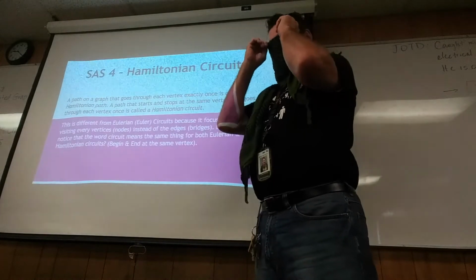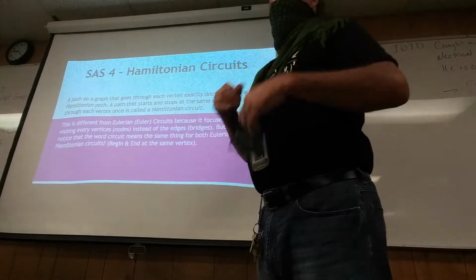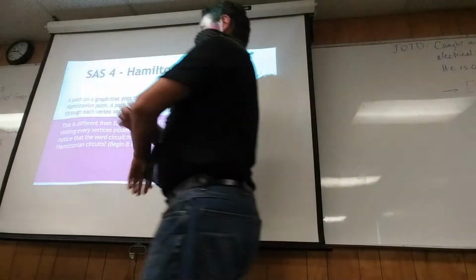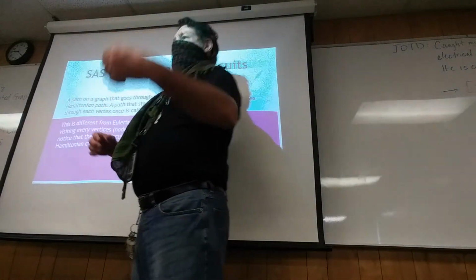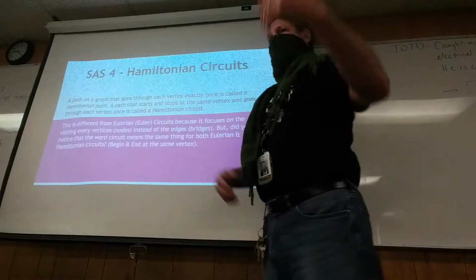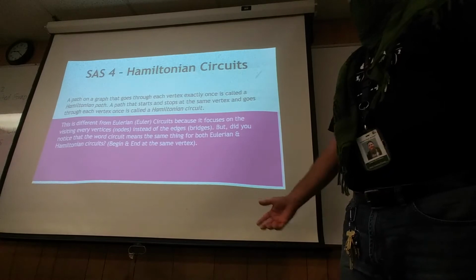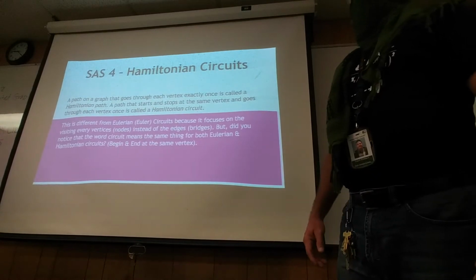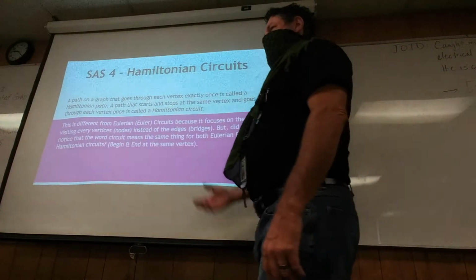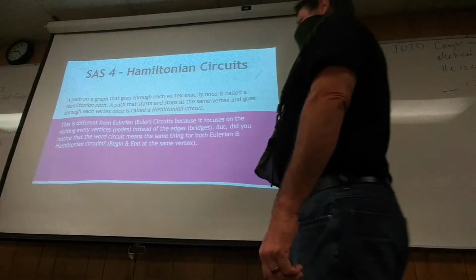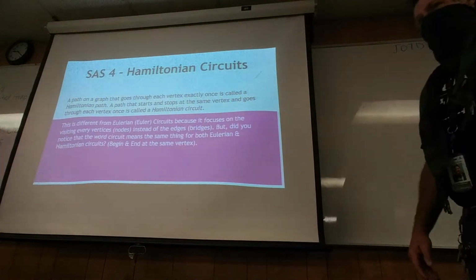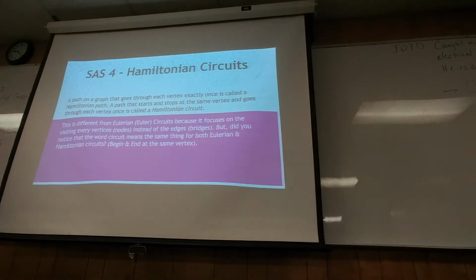That's where Hamiltonian circuits are really cool, because what's similar about Euler circuits and Hamiltonian circuits? They start and stop at the same vertex, right? What's different? Euler focuses on edges. Hamiltonian focuses on vertices, okay? Notice the word circuit means the same thing in both Eulerian and Hamiltonian circuits, okay?